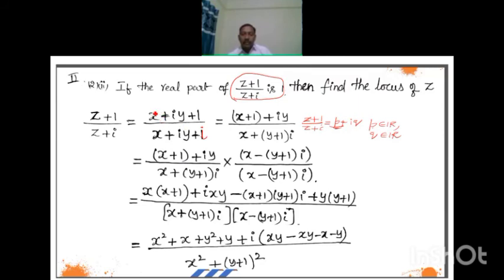Here we see these two are the real part, so we write it as x plus 1 into x plus 1 plus i into 1. And in the denominator, these two relate to the imaginary part. So the denominator becomes x plus (y plus 1) into i. Now we take the conjugate of the denominator, which is x minus (y plus 1)i.